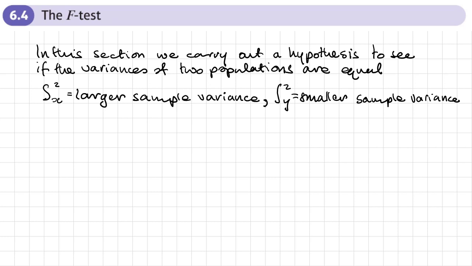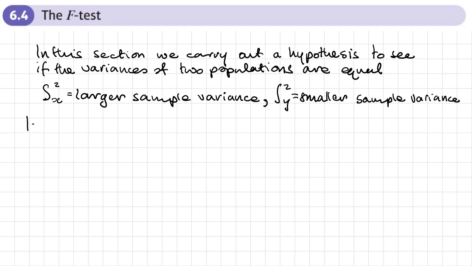When I go through this, every time I refer to population X, it's going to be the population that has the largest sample variance, and population Y is going to be the population that has the smaller sample variance. In a question, you'll be given two sample variances, and whenever I refer to X, it's the one with the largest sample variance. So we need to look at those two numbers first before we move any further.